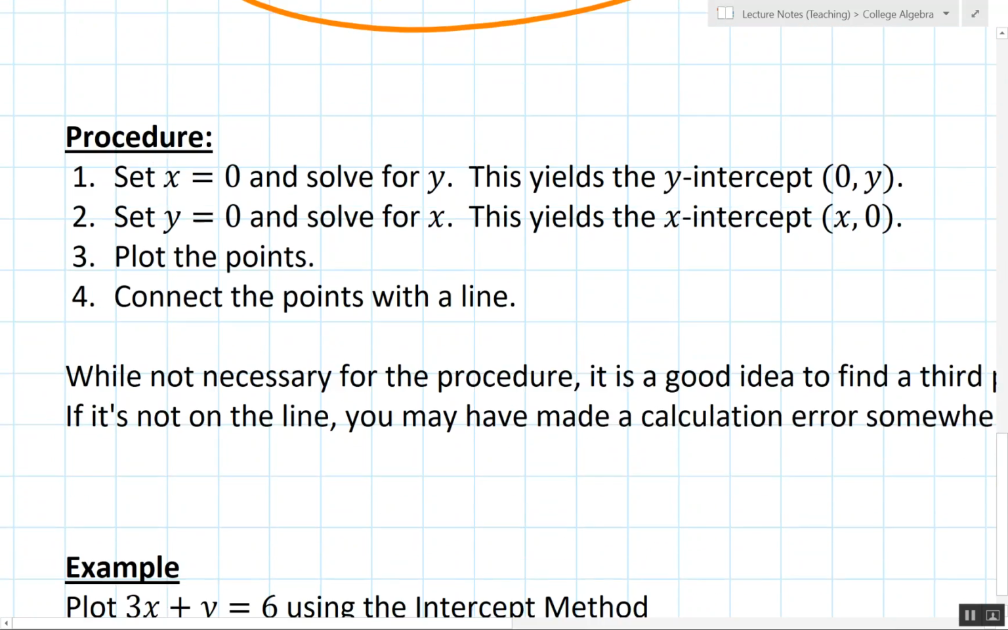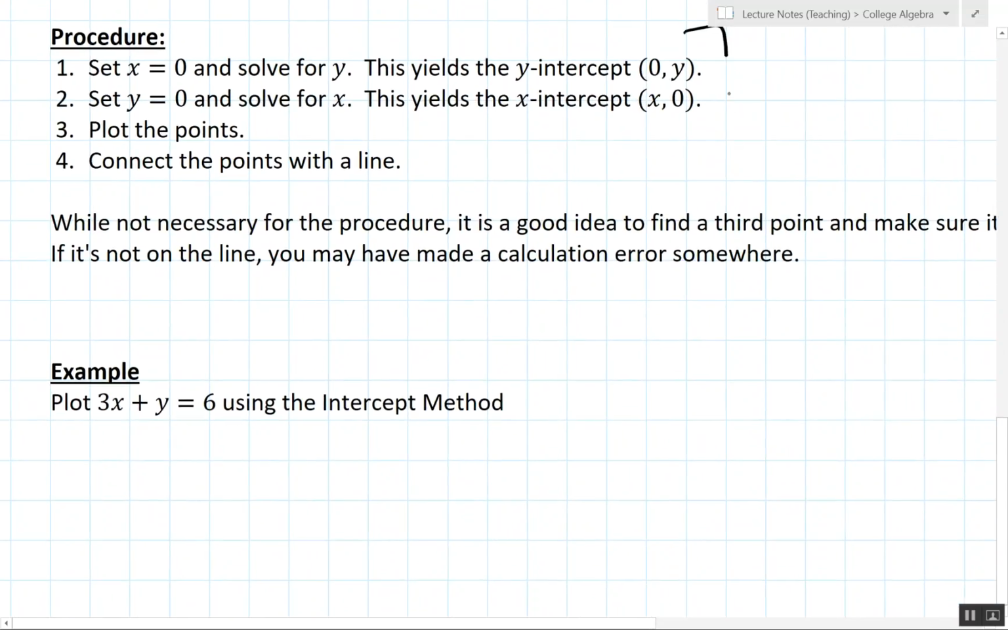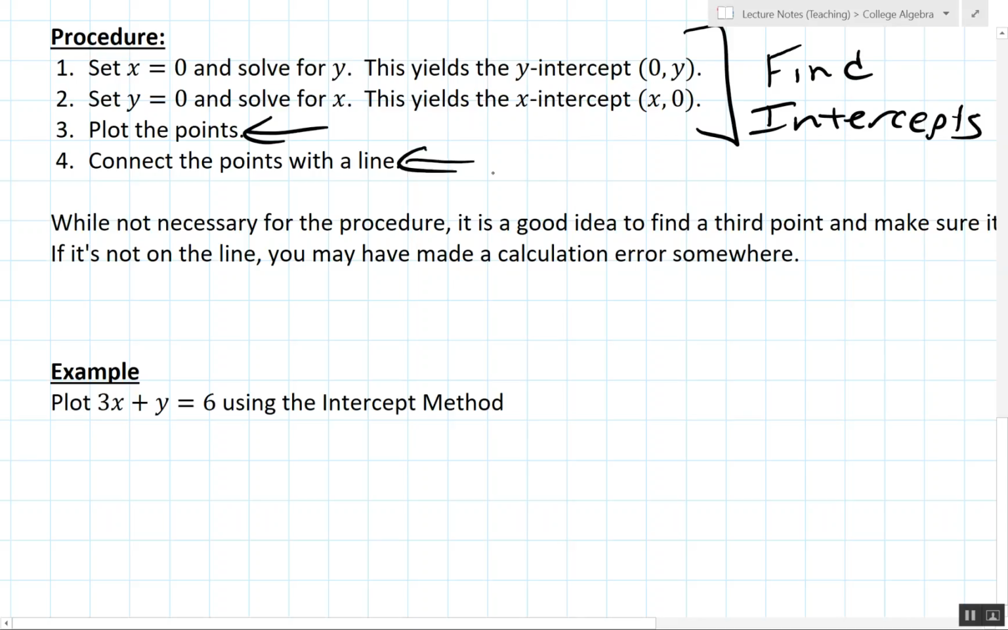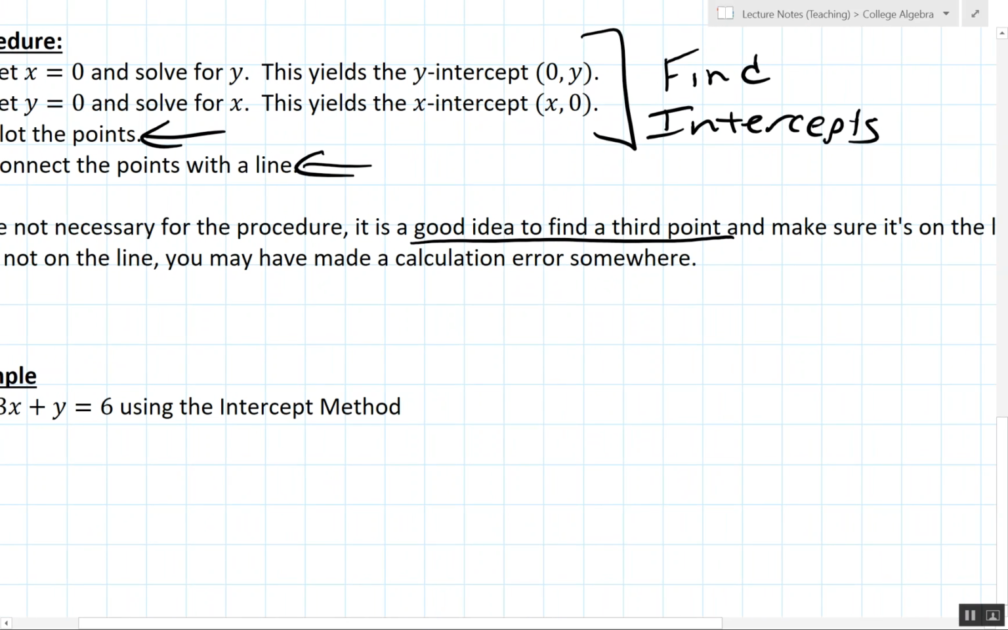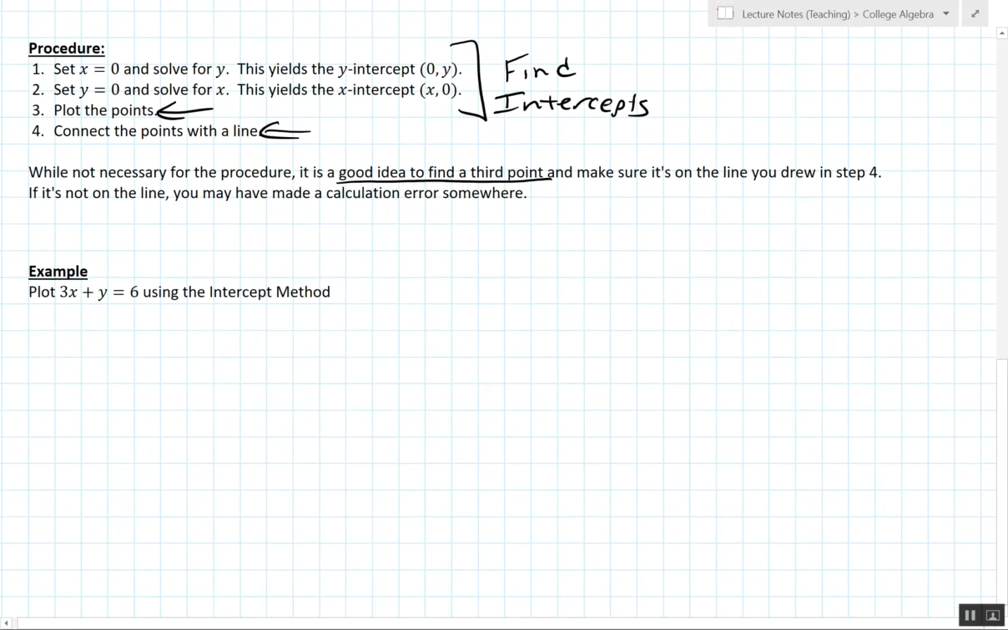Let's go to our procedure for graphing by the intercept method. The first part, of course, is to find the intercepts. And then you graph the intercepts. And then you connect the points with the line. Notice that you only need 2 points for this procedure, but it is always a good idea to find a third point and make sure it's on the line, because if it's not on the line, you have made a calculation error.